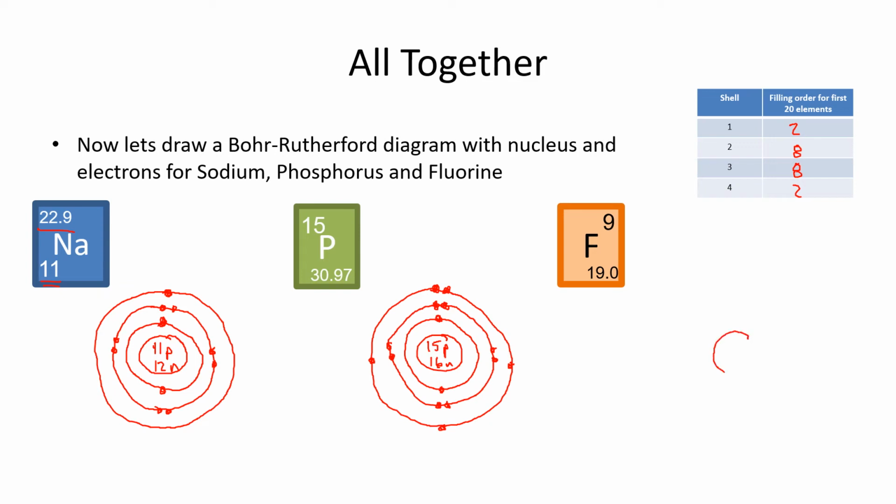Last one here, fluorine. This time we have 9 protons, and 19 minus 9 is 10 neutrons. So layer number 1 has the first 2 electrons. Layer number 2, 3, 4, 5, 6, 7, 8, 9. There you go. Bohr Rutherford diagrams for 3 elements.